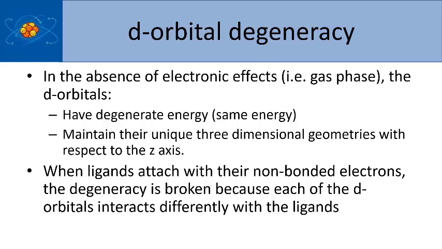These orbitals have a unique three-dimensional geometry, the clover leaf shape, and this relative orientation of all the orbitals is maintained with respect to the z-axis. That is, when I draw the dz squared orbital and then the other ones, I'm not just trying to imply that they have these shapes, but also that they maintain their orientation relative to each other, even if the atom rotates through space. Okay, so I'm going to draw some of these real quickly. I'll make a little whiteboard here.